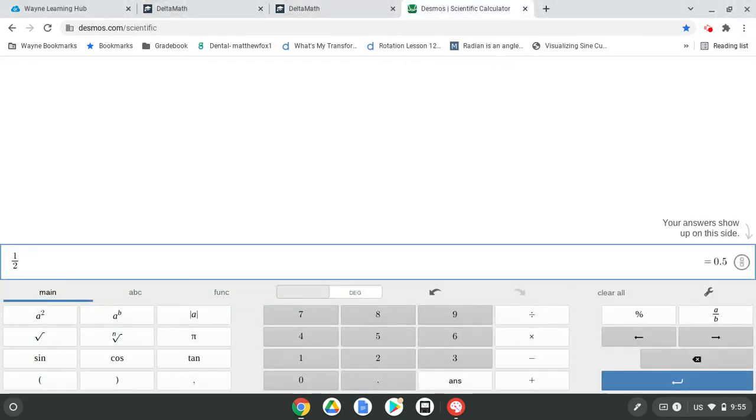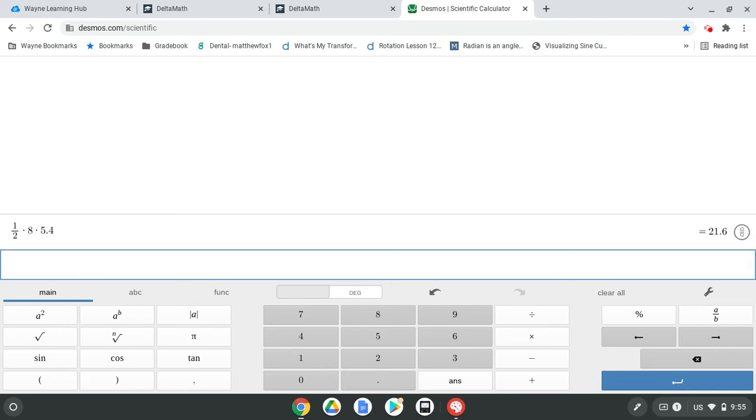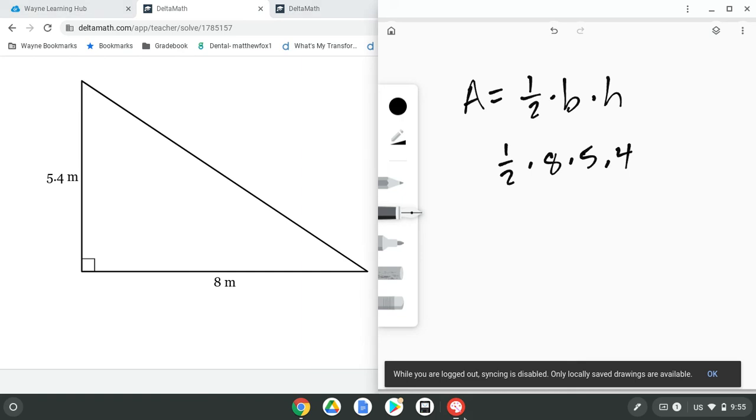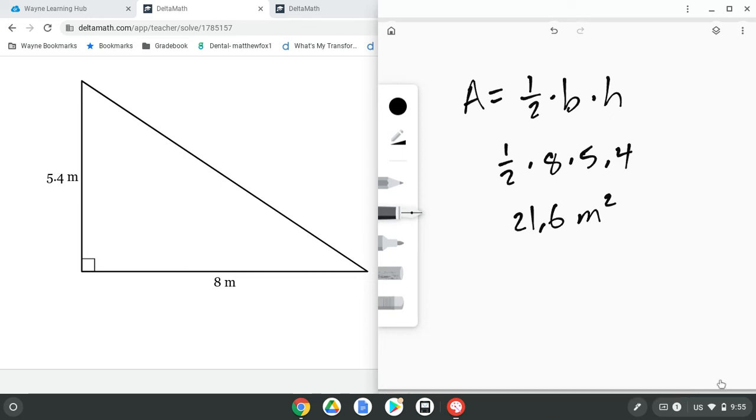So, 1/2 times 8 times 5.4. Okay, and we get 21.6. And in our case, since that is area, it's going to be 21.6 meters squared. Okay? Now, on the next part of it, if we were trying to find the perimeter of this, we would need to know this missing side.